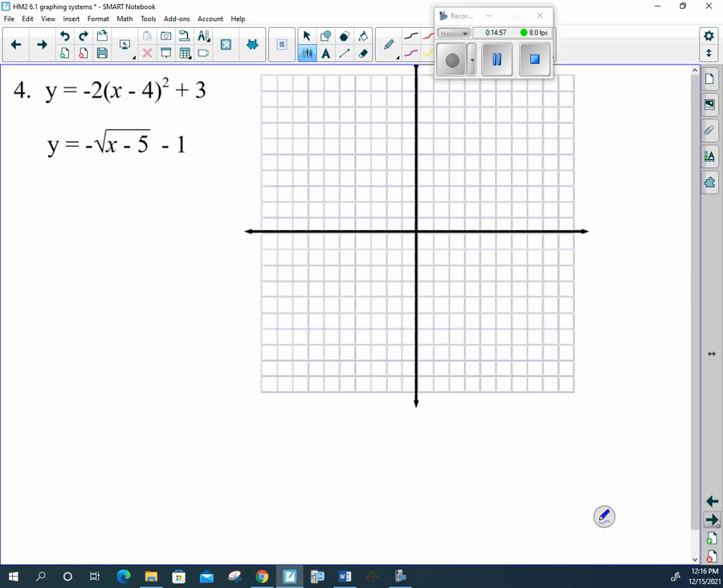Okay, number 4 is an absolute, nope, that's not absolute value. Number 4 is quadratic in vertex form. So the vertex is at 4, 3. So we'll come over here, 1, 2, 3, 4, 1, 2, 3, put our point. And I notice that A is -2. So that's going to take my 1, 3, 5, 7 pattern, and we're going to multiply that by -2 to see what we're going to graph.